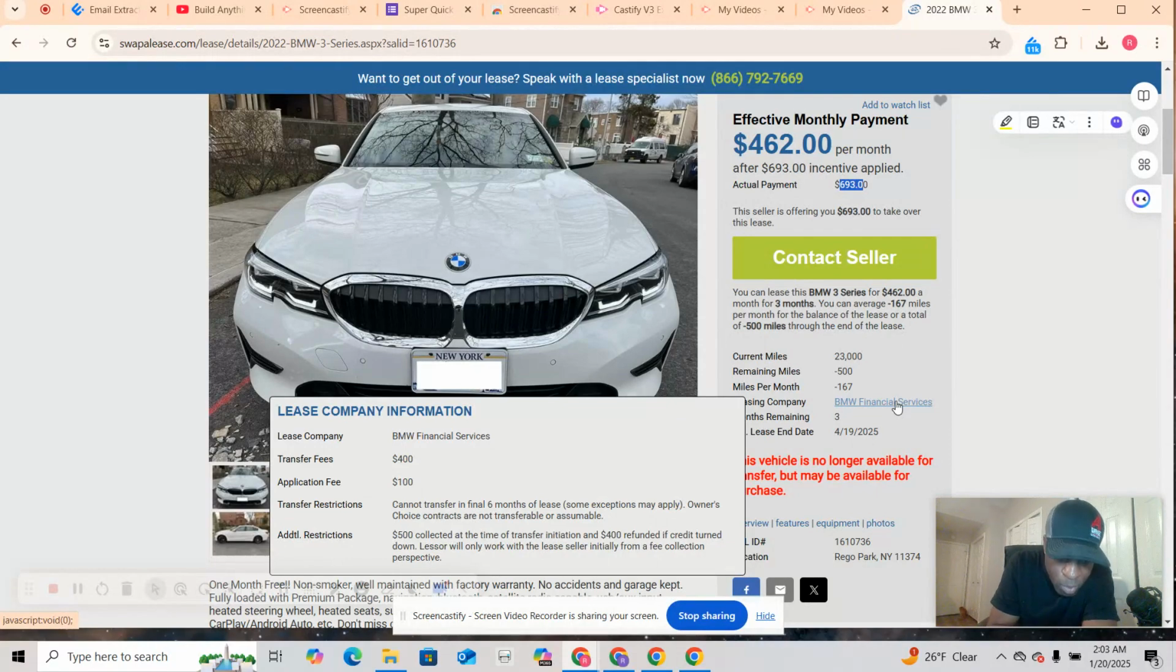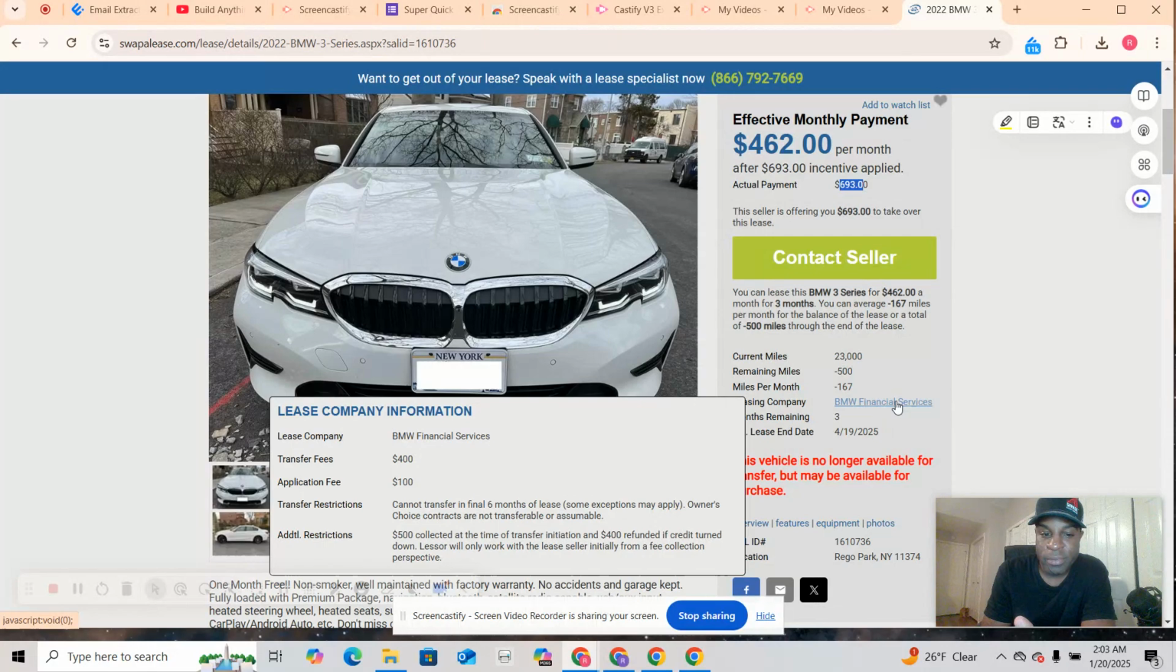You do have to be aware of the transfer restrictions: you cannot transfer in the final 6 months of the lease. Some exceptions may apply, so you may have to look for cars that have 6 months left on the lease and that have low payments.